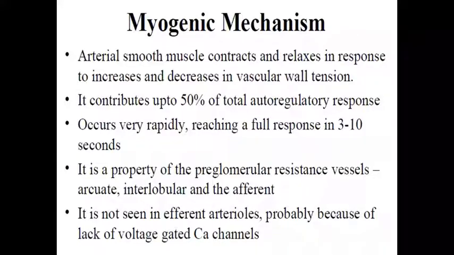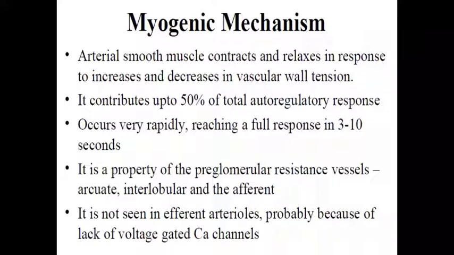Like I've already explained, the smooth muscle cells have mechanosensitive ion channels that can open due to stretching. So this myogenic mechanism contributes up to 50% of the total autoregulatory response. Myo means muscle. So these are smooth muscle cells that are responding to changes in blood pressure, hence the name myogenic mechanism. It occurs very rapidly, reaching a full response within 3 to 10 seconds.